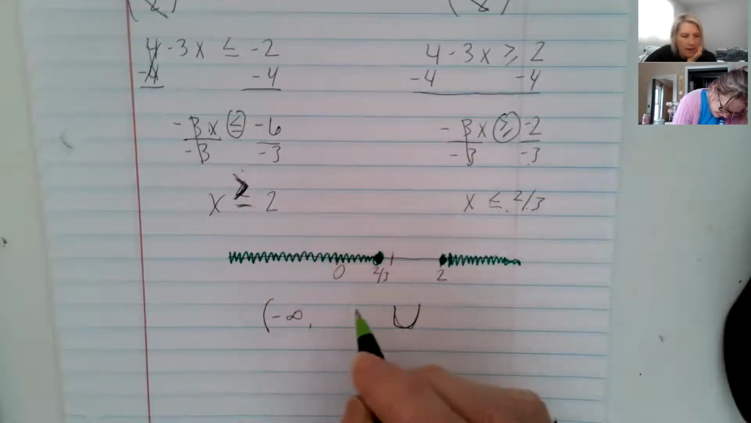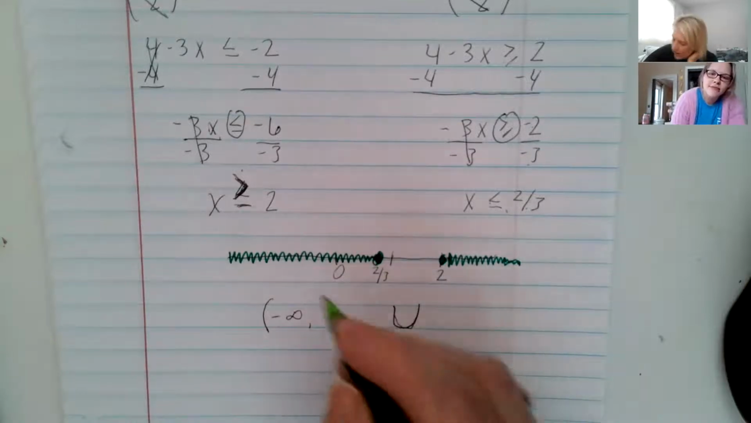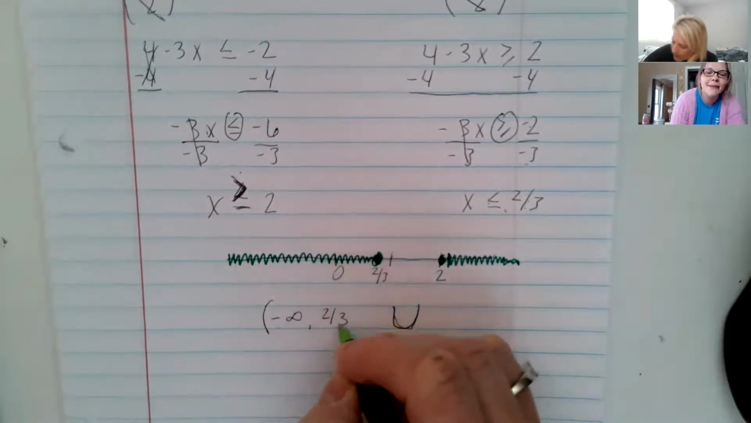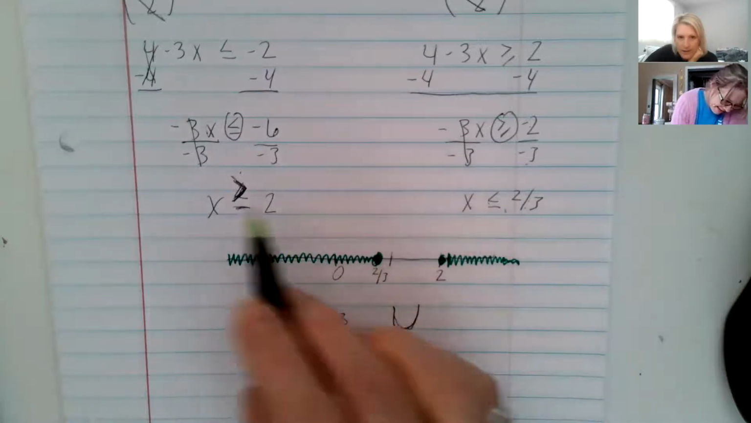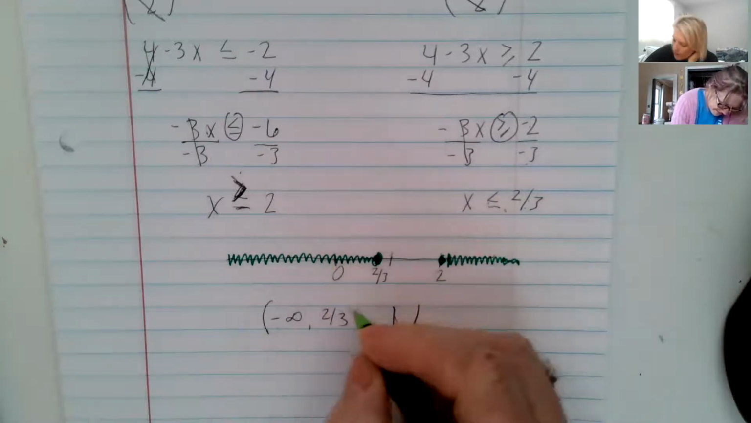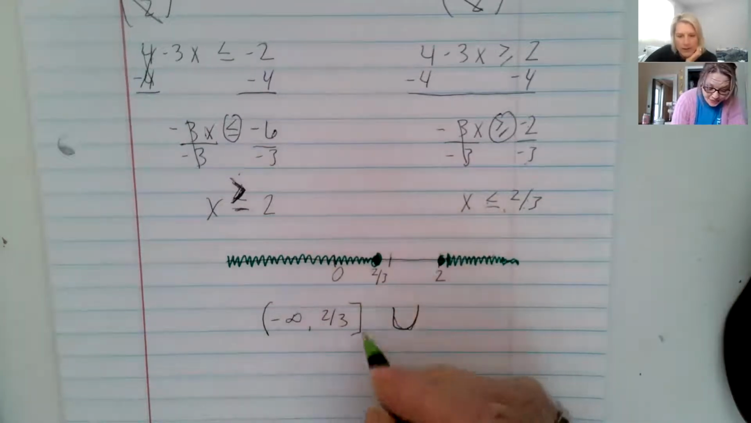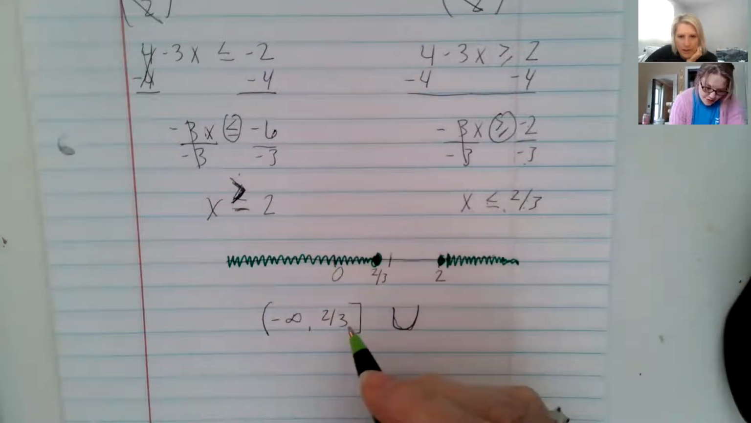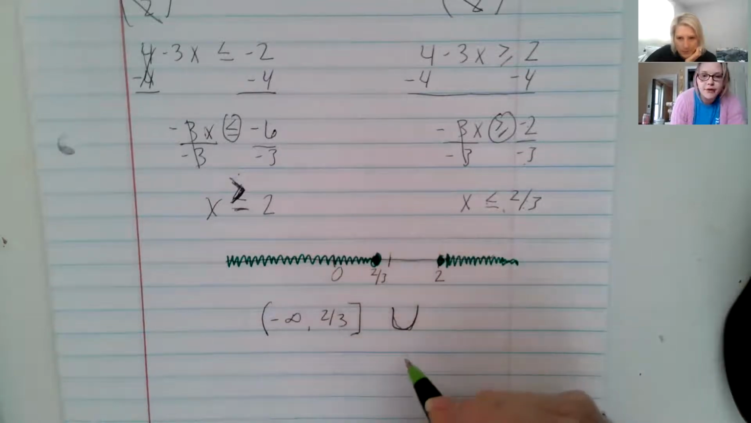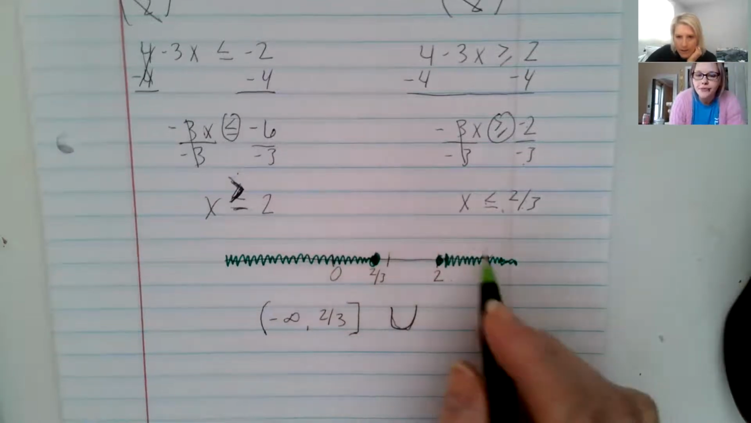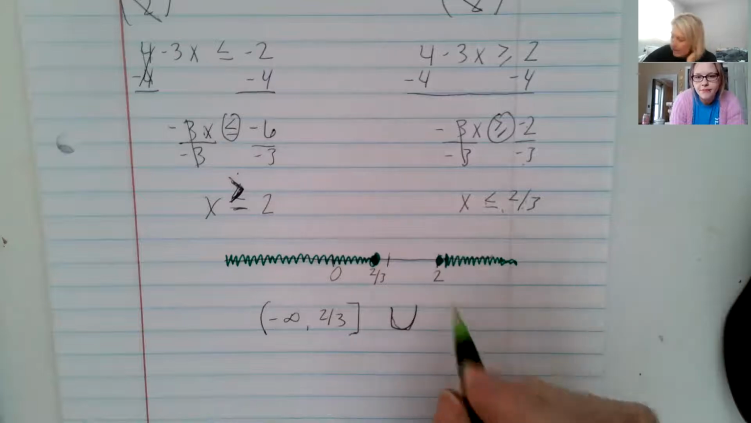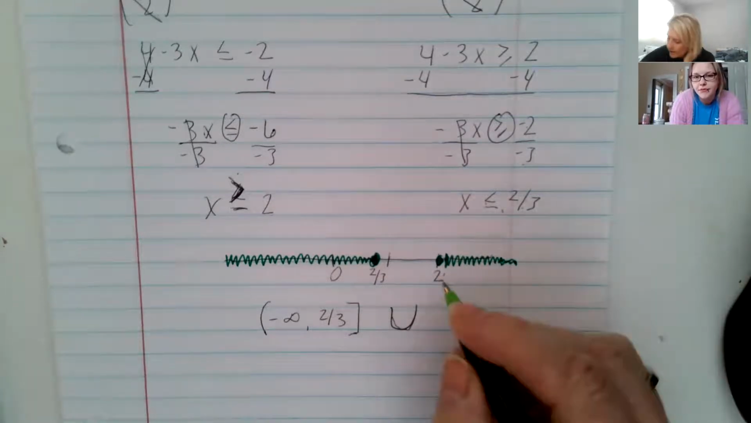And then my maximum value is on the right, and that's the 2/3. And I colored it in because it's a less than or equal to, so it gets a bracket. So it has an equal to, and it's included, it gets a bracket. We're going to union that with the interval on the right. And my minimum value on the right is the 2.